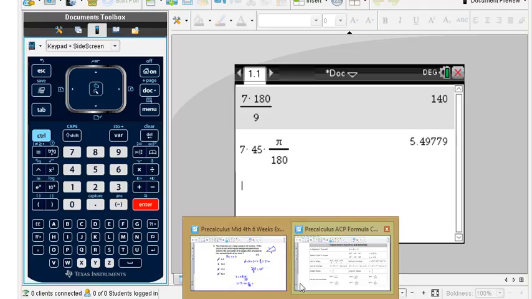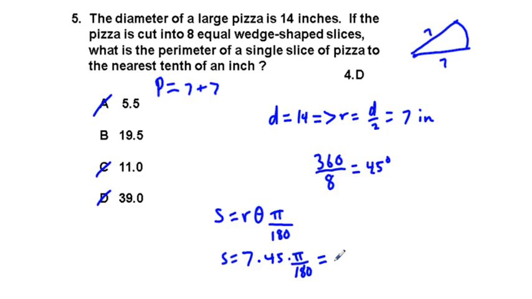So we go back here, 5.5. So we add here 5.5, and that's going to be 17.9, or actually 19.5, which is answer choice B.